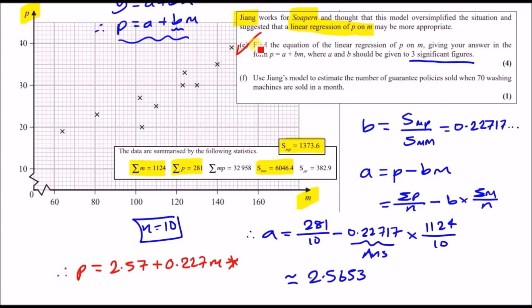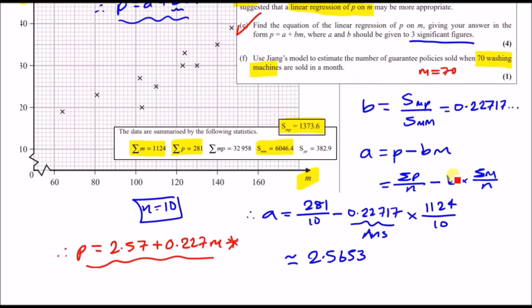Now, part f. Use Jiang's model to estimate the number of guaranteed policies sold when 70 washing machines are sold in a month. In other words, using your model, which we just found, replace M with 70. And that's it. That's just an easy equation.